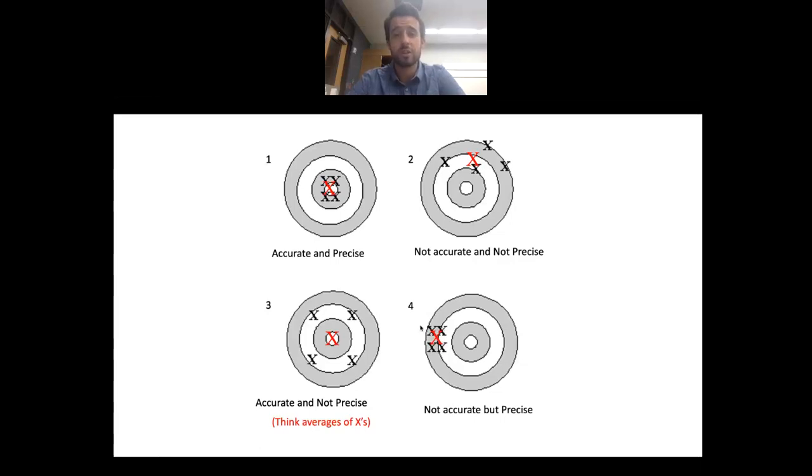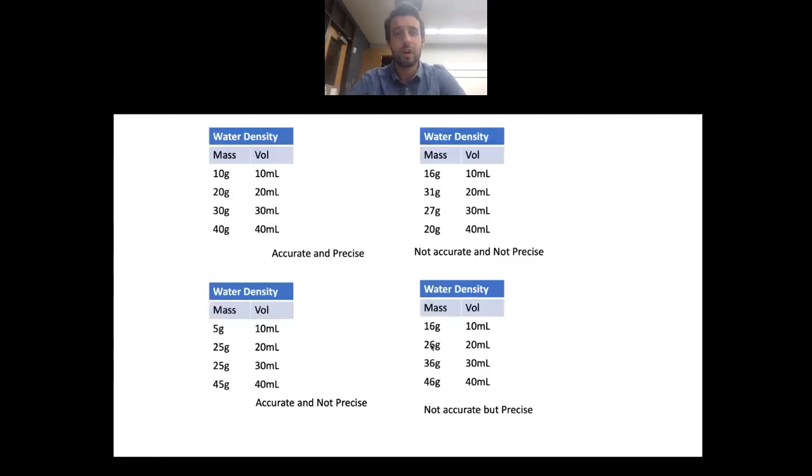So hopefully you can see the similarities between taking good measurements as the center of the bullseye and taking measurements that are close together as marks hitting close to each other. Hopefully that makes sense. What we're going to do now is show you these 4 situations except with data. So this is density of water. This blue line represents the true density of water at all points.